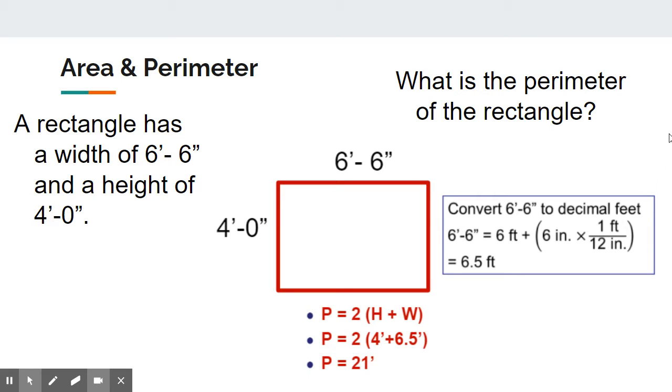So this perimeter has a width of 6 feet 6 inches and a height of 4 feet 0 inches. Again, we're going to still convert to decimal feet. So 6 feet 6 inches, we know 6 divided by 12 is half. So that's 6.5 plus 4 times 2, and then it's 21 feet. It's not square feet, it's a linear feet. Okay.